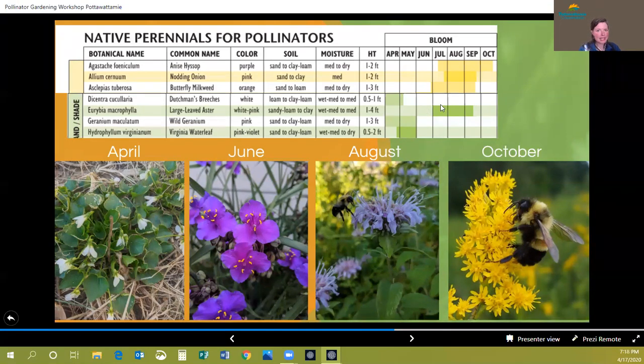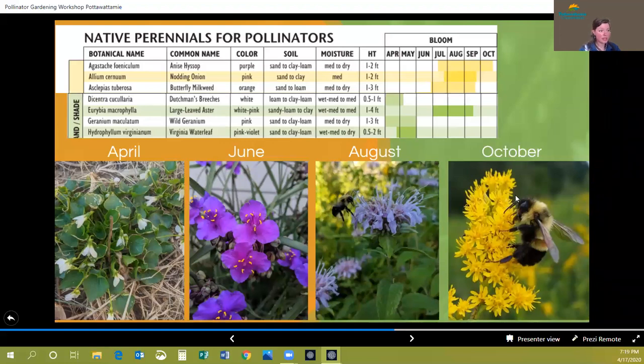But just a quick example, if you want something that blooms early in spring, April, this is in my backyard. These are violets. Our violets that people hate to have in their lawn and they kill them off because they think they're weeds are not weeds. They're native plants, and they provide pollen and nectar early for our bumblebee queens and for some of the early butterflies that come out. In June here, we have spiderwort. So that's in the middle of the summer. And late summer, August, we have bee balm here, or wild bergamot.